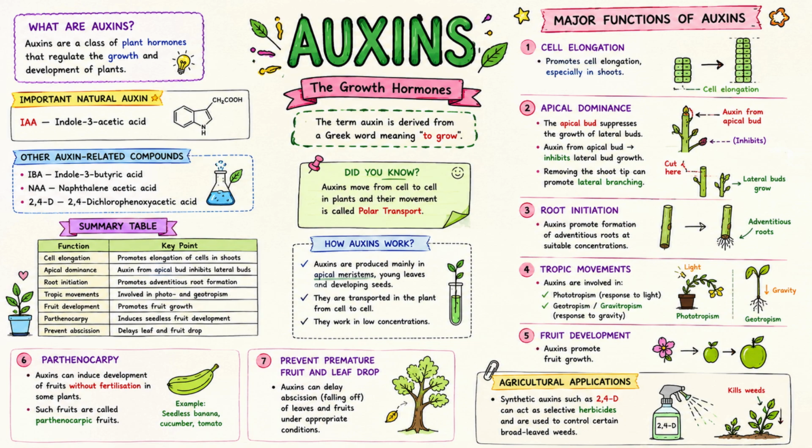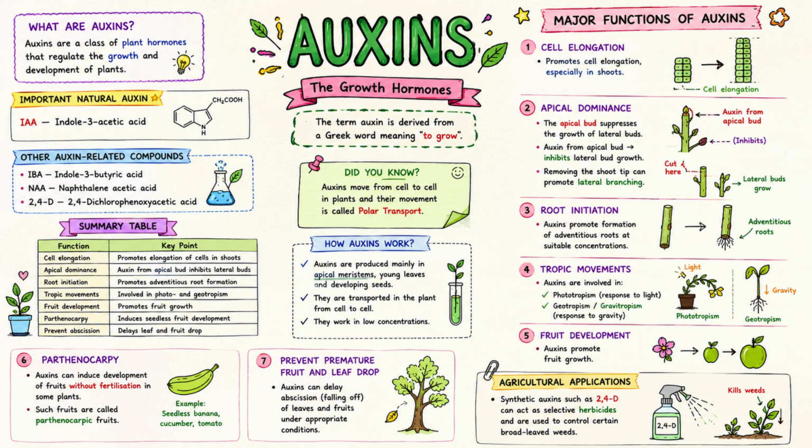Auxin is a plant growth hormone. The word auxin means to grow. The main natural auxin is IAA or indole-3-acetic acid. Other important auxins are IBA and 2,4-D. Auxin promotes cell elongation, especially in shoots. It maintains apical dominance, where the apical bud suppresses the growth of lateral buds. When the shoot tip is removed, lateral branches grow faster.